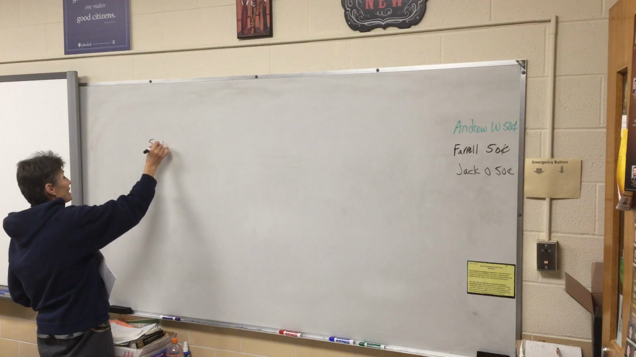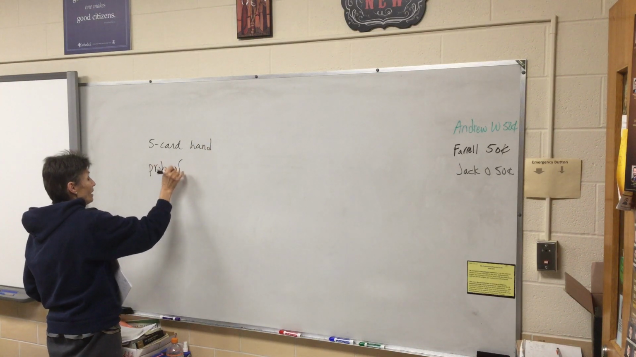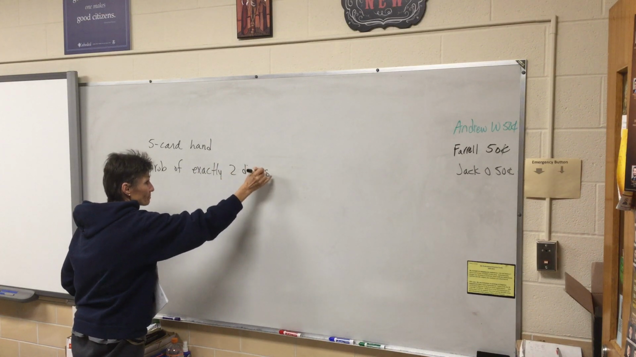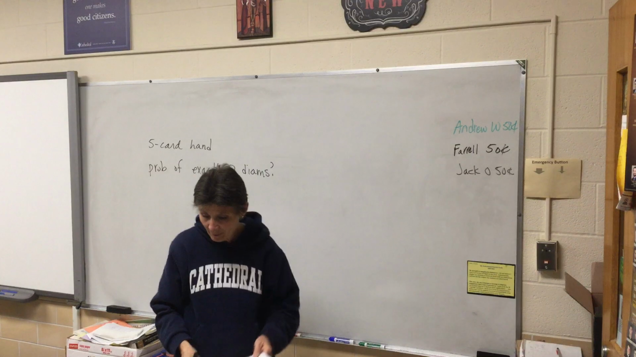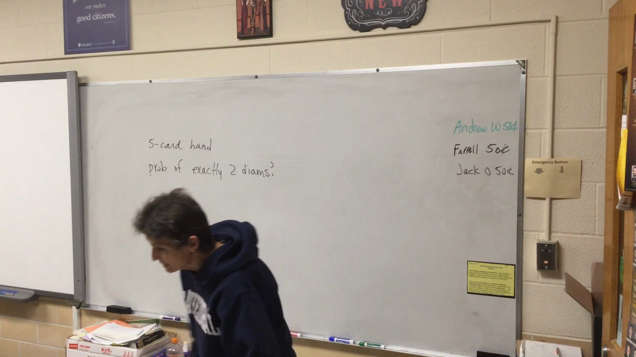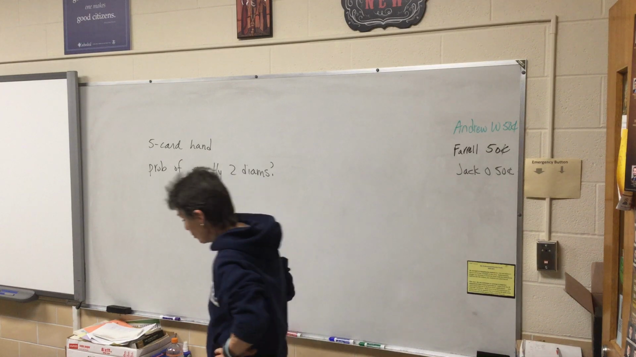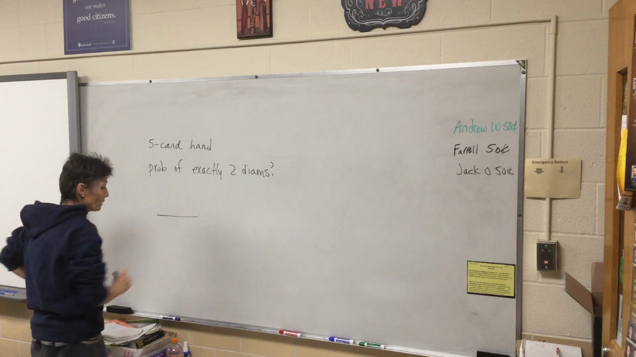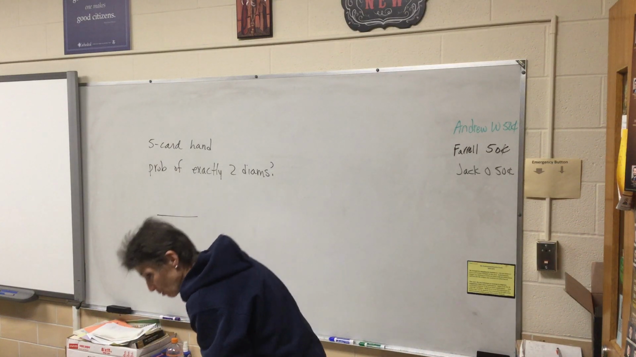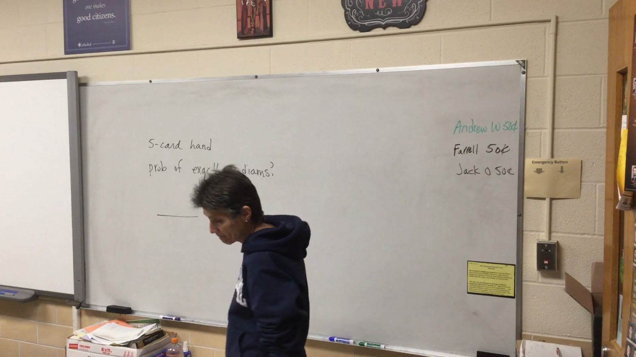Let's say we have a 5-card hand, and we want to know the probability of exactly 2 diamonds. Okay? So we want to find the probability of exactly 2 diamonds. Now, first of all, it's a probability question. Probability questions are always going to be fractions. Does anybody want to take a guess, or do you know? What is the denominator, the bottom of this fraction?